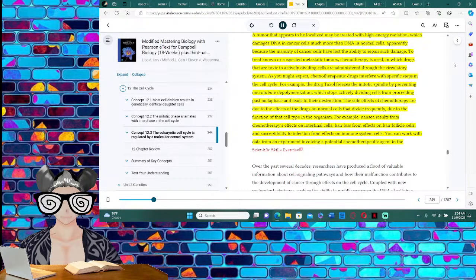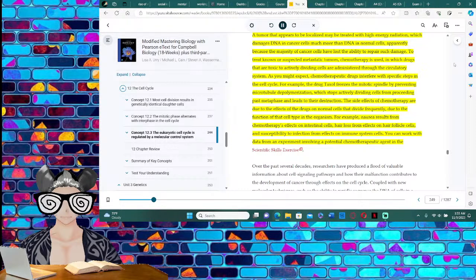A tumor that appears to be localized may be treated with high-energy radiation, which damages DNA in cancer cells much more than DNA in normal cells, apparently because the majority of cancer cells have lost the ability to repair such damage. To treat known or suspected metastatic tumors, chemotherapy is used, in which drugs that are toxic to actively dividing cells are administered through the circulatory system.